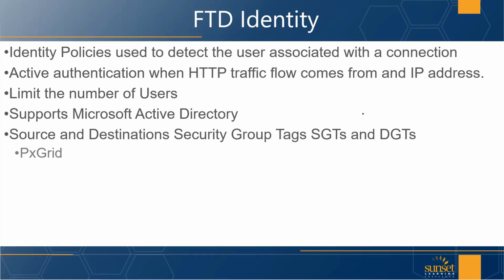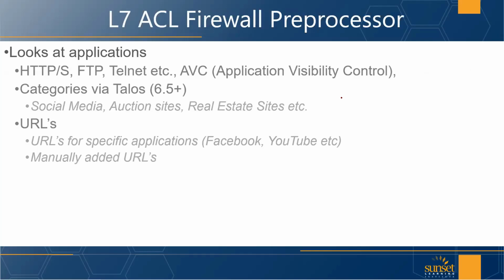So users will be put into groups via PX Grid through ICE, and maybe through Active Directory into ICE. We pull that information across from PX Grid, and we have them just tags. So that tag allows us to make fewer rules in our firewall. Now, when we say here layer 7 ACL Firewall Preprocessor, this is all my stuff: application visibility control, so on.